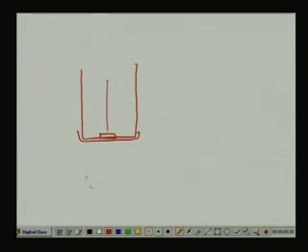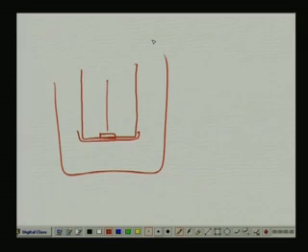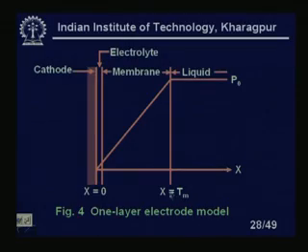So, we are considering that this will be inserted in a tank or liquid medium, right, at x equal to Tm. From the cathode surface we are moving, this is the thickness of our membrane. Then we come to the liquid. This is the one layer model of the electrode, right. So, we also have 2 layer or 3 layer models, where we have an electrolyte.